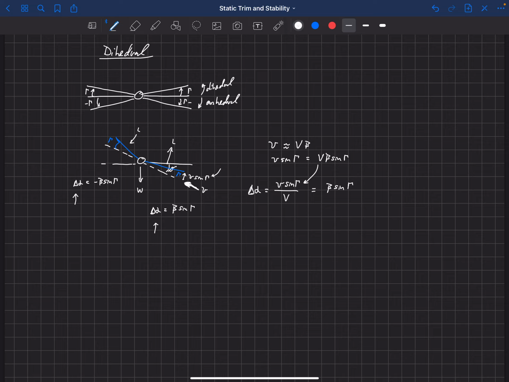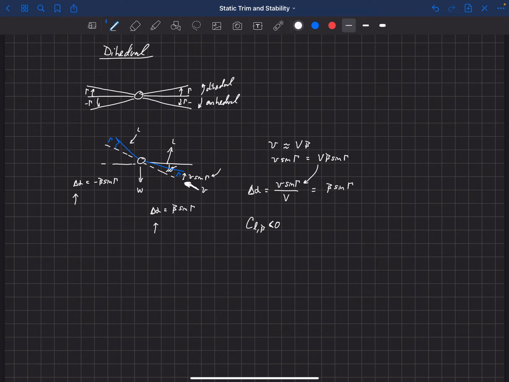In fact, it creates a negative rolling moment for a positive side slip. Okay, so that's exactly what we want. We want C_L,beta to be less than 0. And that's what we get. With a positive beta, we get a negative rolling moment. So the change of rolling moment with respect to beta is negative. Okay, so that's how dihedral is used to create a rolling moment.